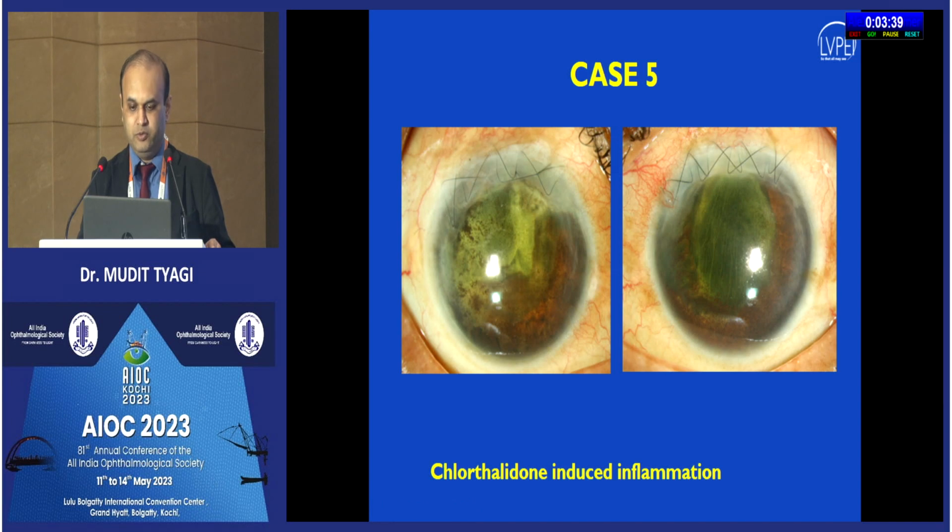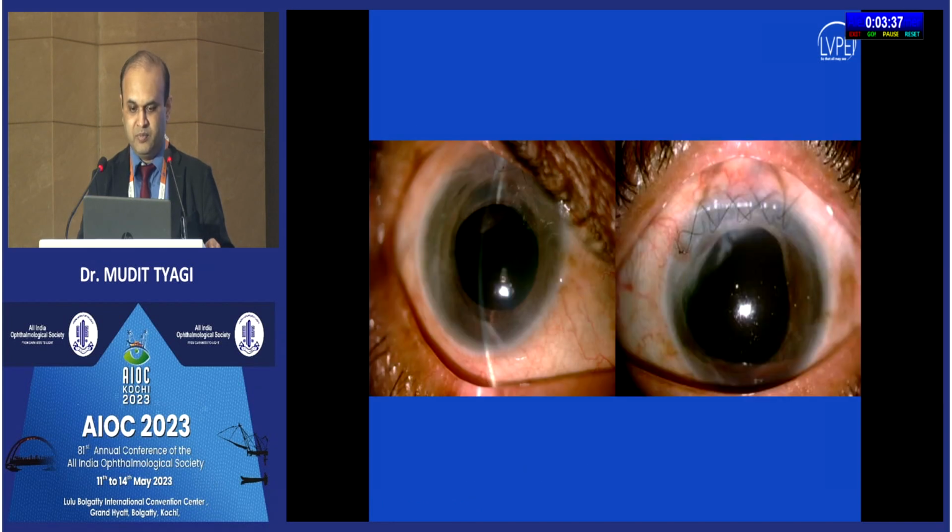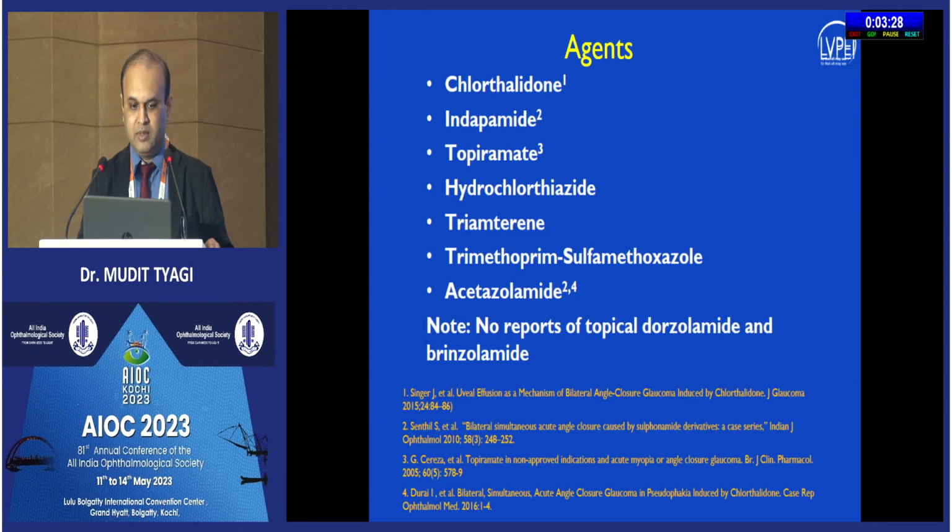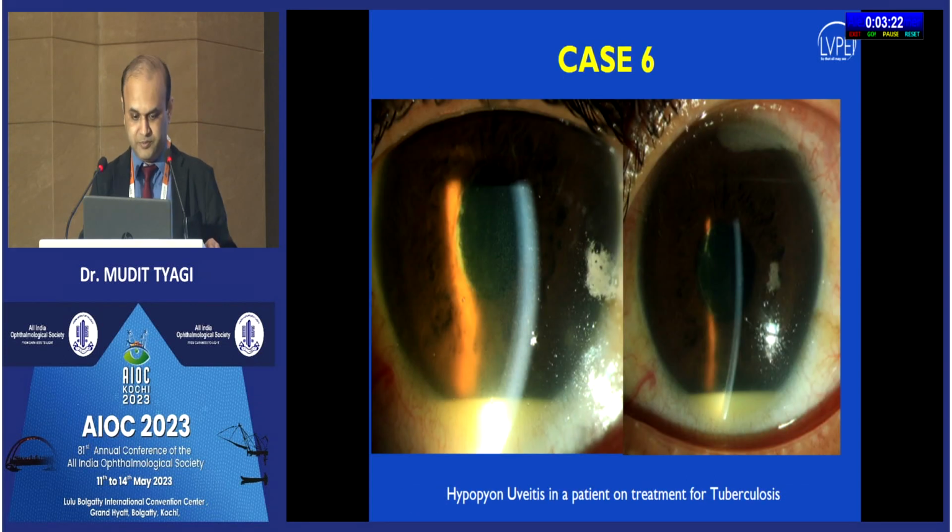Ultimately, we ended up removing these membranes and doing a vitrectomy, but all of this could have been avoided if we had taken care of taking a good meticulous history and eliciting a history of the drugs which the patient is using. So chlorthalidone, indapamide, topiramate, common agents, more commonly topiramate, which can cause such a presentation.